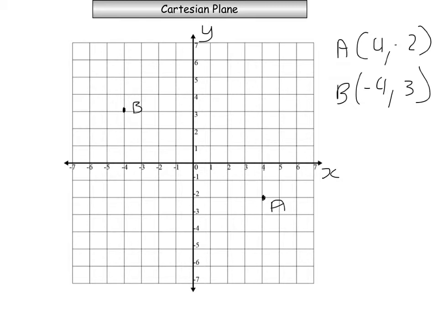It's also helpful to remember that this is the first quadrant, this is the second quadrant, third quadrant, and the fourth quadrant.